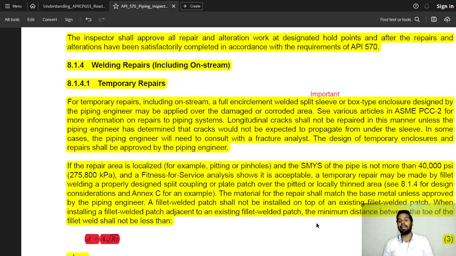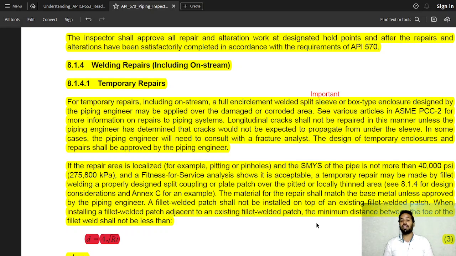If the repair area is localized and the specified minimum yield strength of the piping is not more than 40,000 psi and a fitness for service analysis shows it is acceptable, the temporary repair may be made by fillet welding a properly designed split coupling or plate patch over the pitted or locally thinned area. So you can have a patch on that area and that patch can be treated as a temporary repair.